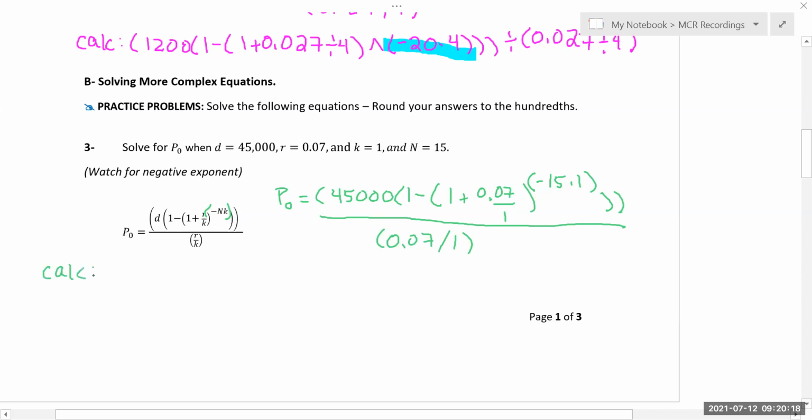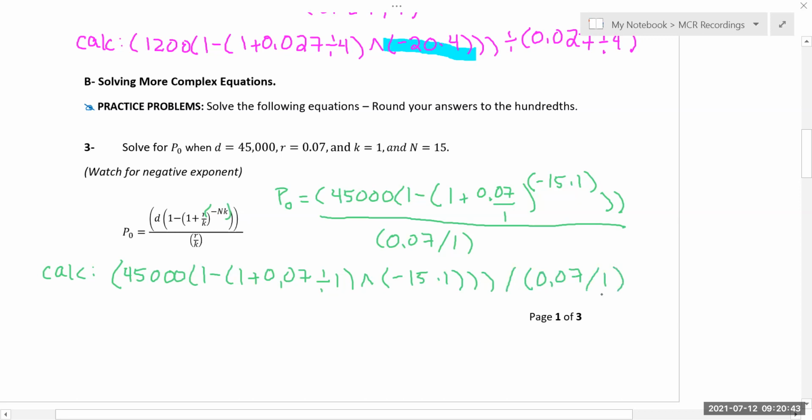So in the calculator, what that's going to look like is the same way it's looking there. Parentheses 45,000, parentheses 1 minus, 1 plus 0.07 divided by 1. So I'm right here. Then I'm going to caret it, negative 15 times 1, close, close, divided by 0.07 divided by 1. Right, so take a minute. Are you really getting that answer? Are you putting in the negative? Also, make sure you type the negative key. Don't type the minus key. If you're getting an error, a syntax error, watch to make sure you're typing the right symbol there.